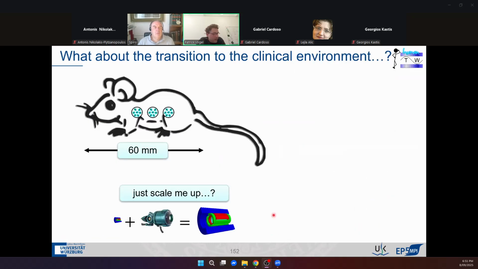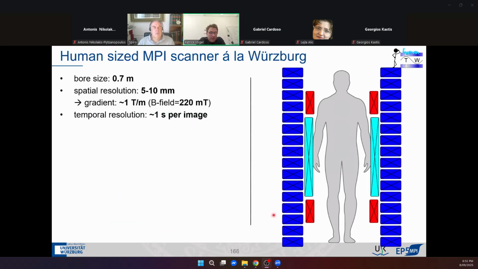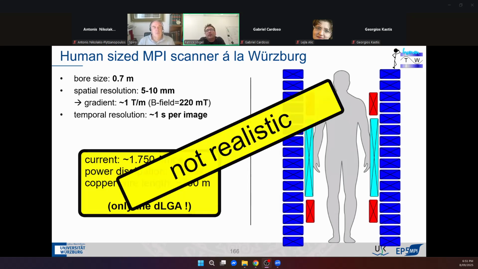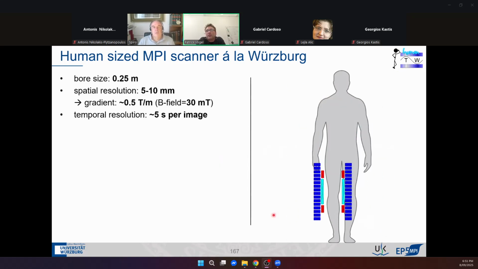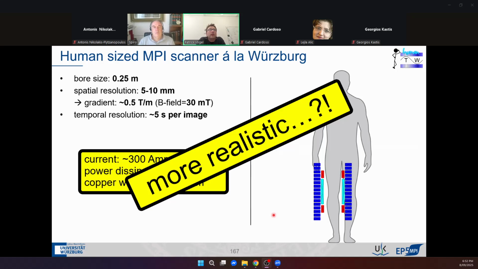And our idea was also to go this way. And how we can do that. The first idea was just to build a huge TWMPI scanner, but the calculations turned out that it is not possible. 2 megawatt power dissipation is a little bit too much. And so we shrink down the system to fit in just a leg. And it's more handleable and more doable.